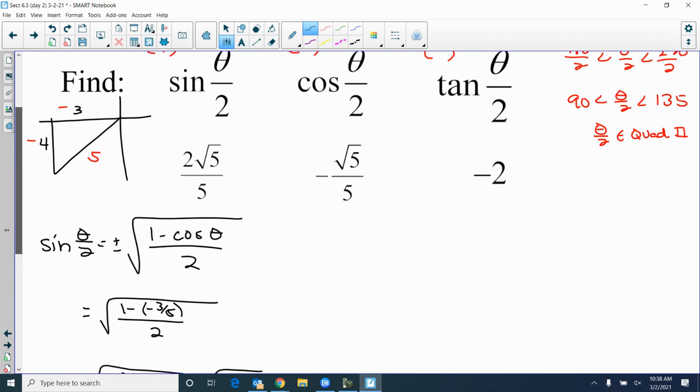All right, the next one is negative radical 5 over 5. So cosine of theta over 2 equals, all right, since we're in quadrant 2, it's a negative square root of 1 plus cosine of theta over 2. You got to put the negative in there. It won't automatically come out to be a negative for sine and cosine. You got to put it in there based upon the quadrant we talked about.